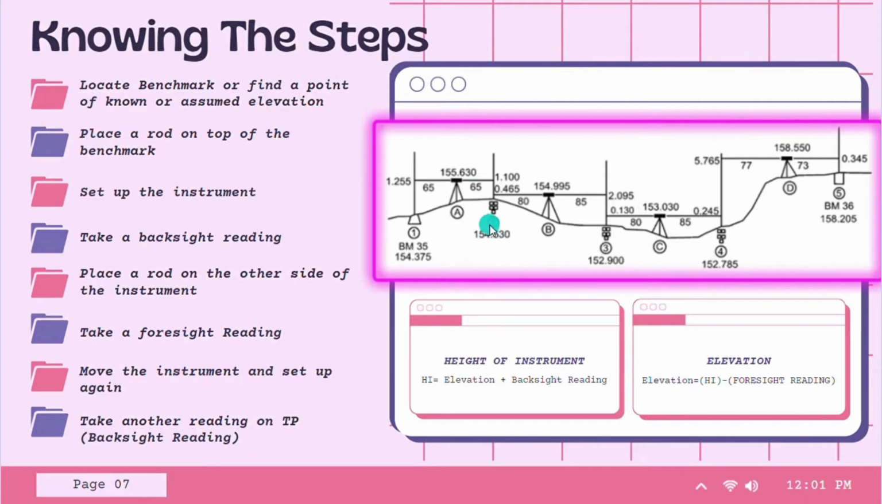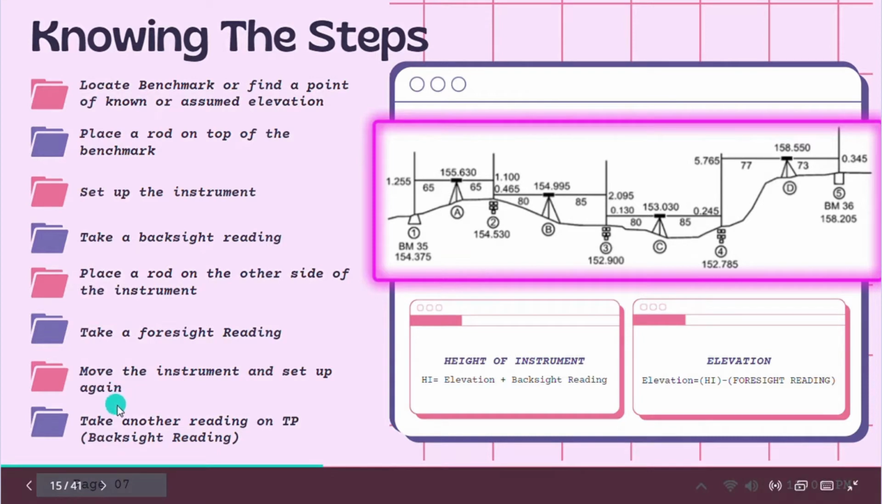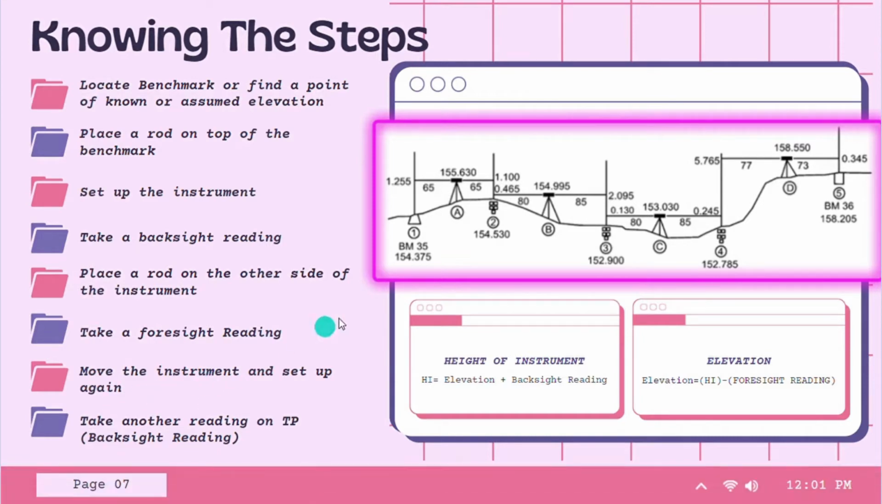Next is to move the instrument and set up again. We move the instrument here to station B. Then we get a backsight reading. It is now called a backsight reading since we already know the elevation for station 2. We have a backsight reading of 0.465. We then add the elevation in station 2 and the backsight reading at this specific point, and we can have the instrument height.